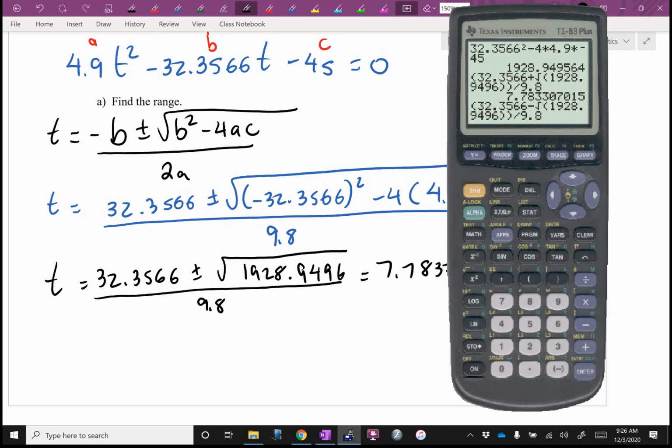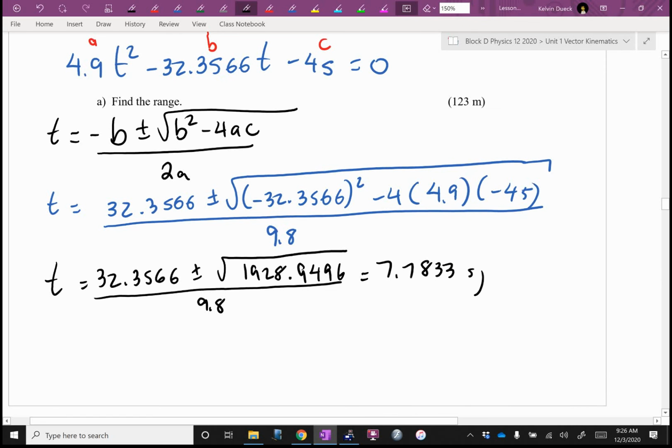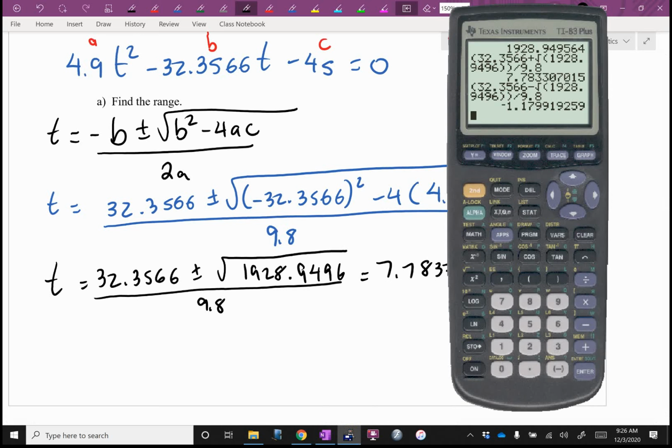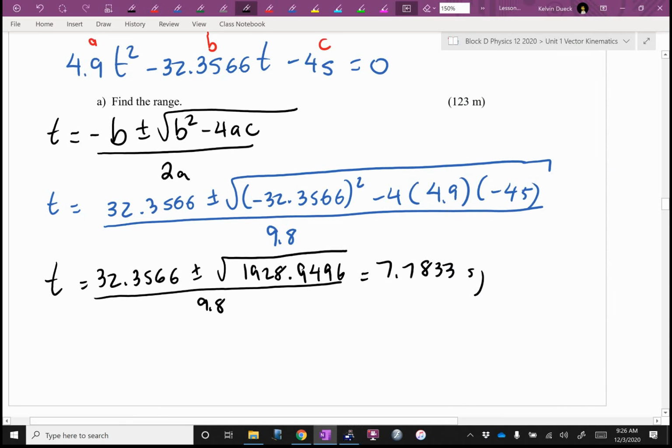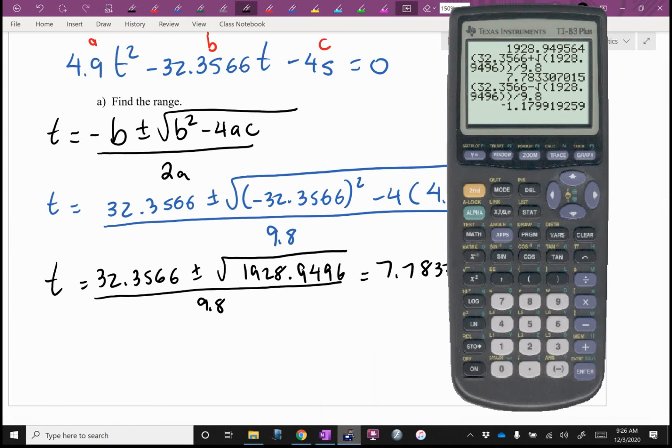Sean, did you use the solver? Oh, you did it a long way? Anybody have a solver? Use the solver for the quadratic? What'd you get for the first time value on your solver? 7.7833. So we're both good to 5 sig figs, either method? Good enough. Negative 1.7.